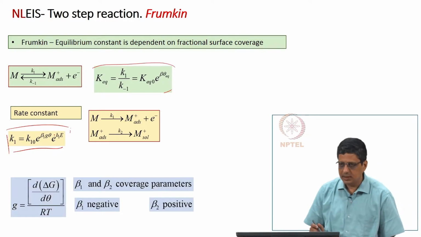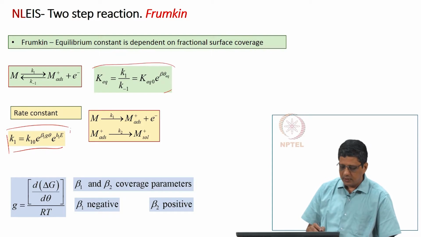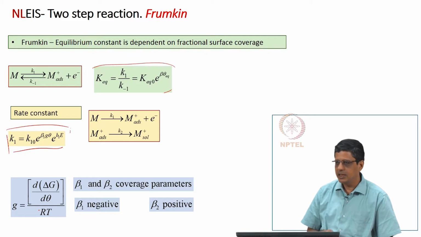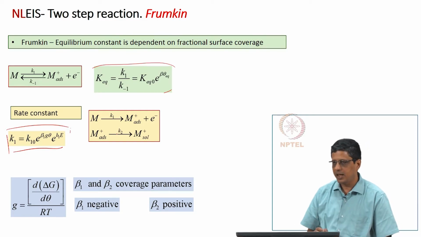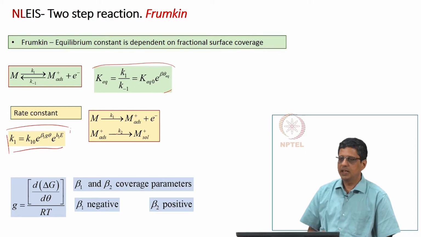Now, g is the ratio of the variation in delta G, that is Gibbs free energy, with respect to theta, in the numerator. The ratio of that to the factor RT, R is of course the universal gas constant, T is the temperature. Now, beta 1, beta 2 are called coverage parameters. In this case, beta 1 is for the first reaction, beta 2 is for the second reaction, and we say both these reaction rate constants are going to depend on theta.